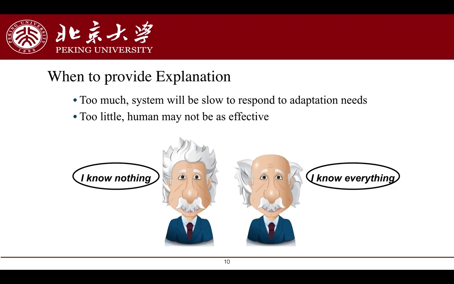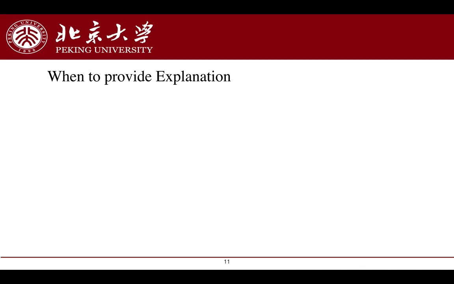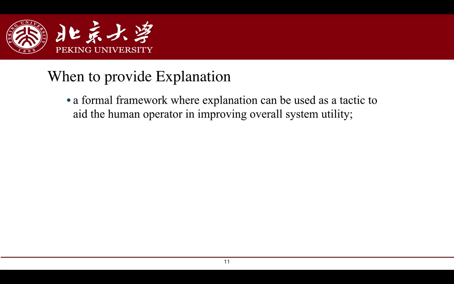Too much, system will be slow to respond to adaptation needs. Too little, human may not be as effective. That's why the system needs to balance and trade off the cost and the benefit an explanation brings. So, in this work, we're reasoning about when to provide explanation.